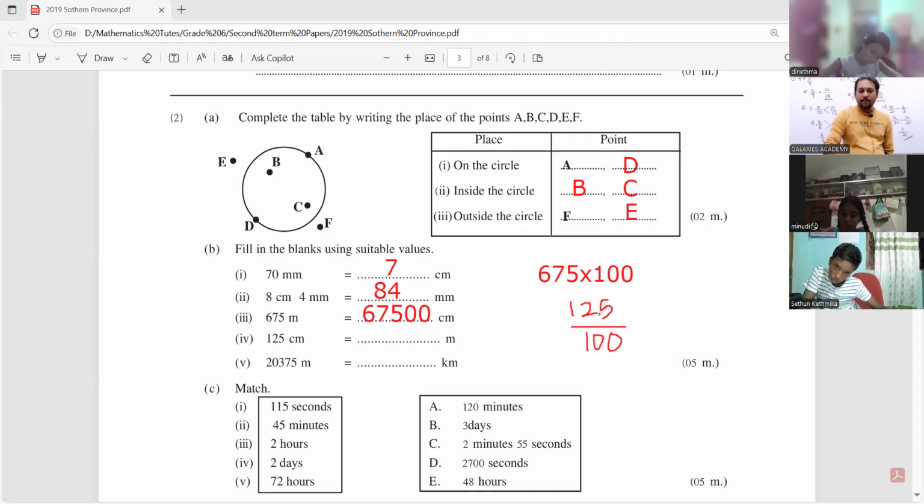What is the answer? Two decimal places you have to keep, no? So what is the answer? 1.25. 1.25 meters.